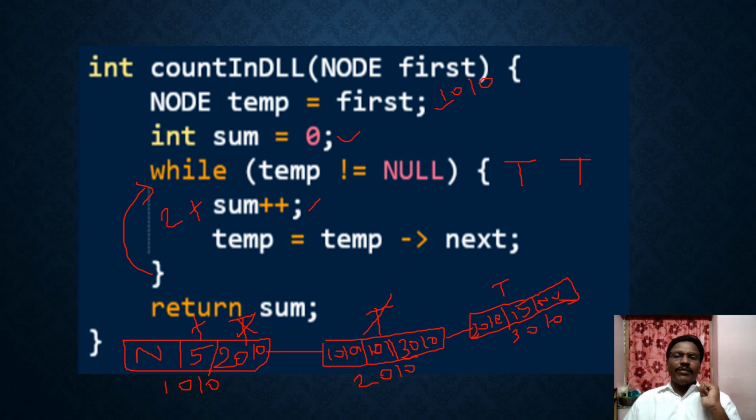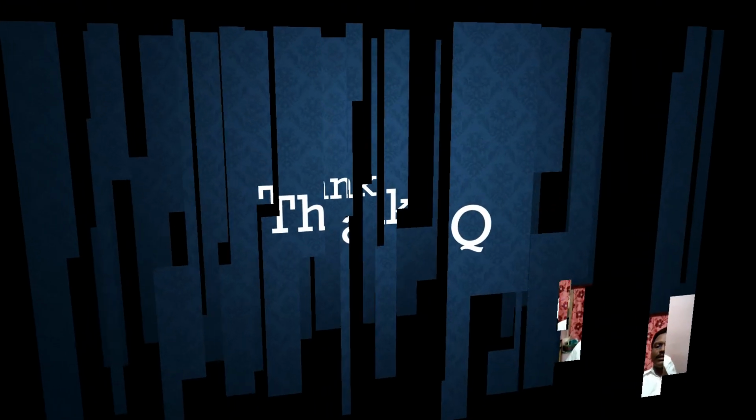Now again move to while. Temp not equal to null. Again the condition is true. Sum plus plus. After the statement execution, sum is 3. Again temp equal to temp next. At present temp is 3010. After the statement execution, temp is null. Temp equal to null. So again move to while. Temp not equal to null. The condition fails, so it cannot execute the two statements. Simply return sum. Sum is representing 3. So the number of nodes is 3. Thank you.